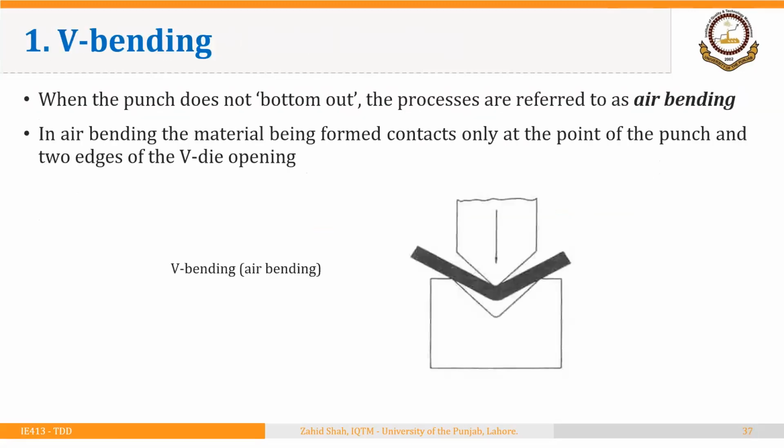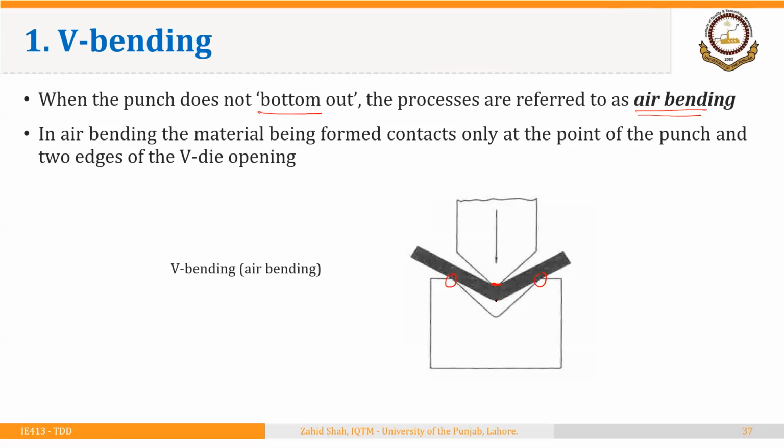There are two further types of V bending. When the punch does not bottom out, the process is referred to as air bending. In air bending, the material being formed contacts only the point of the punch and the two edges of the V die opening. So there is one point of contact between punch and sheet, and the sheet contacts the die at two points.